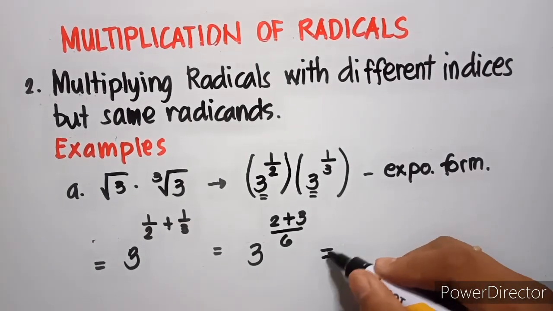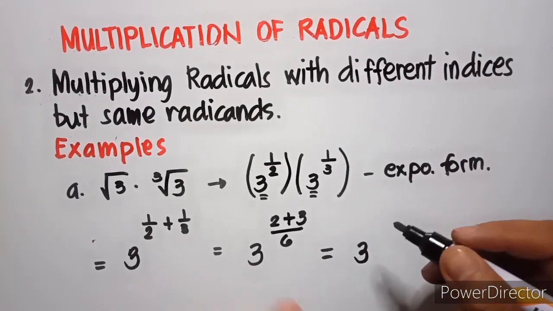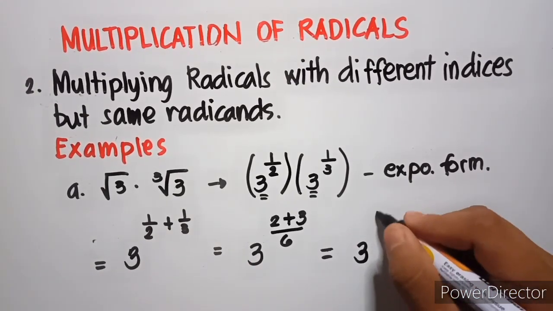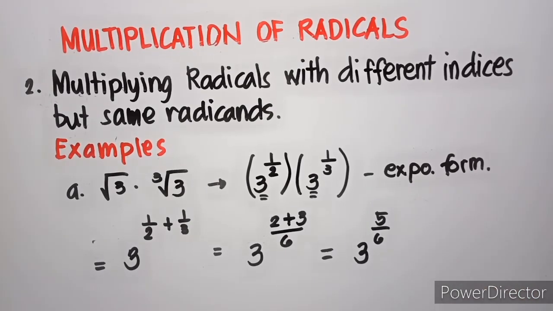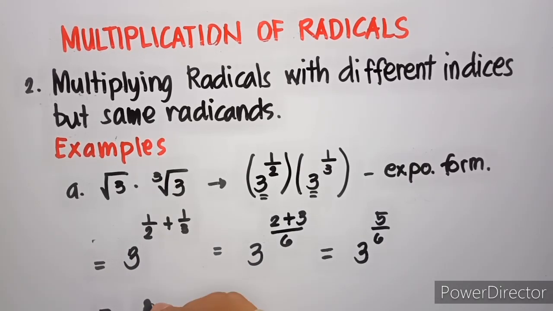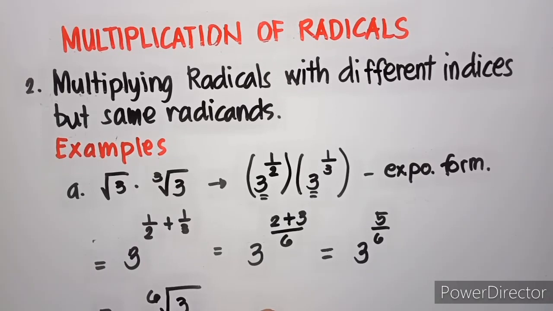So the answer is 3 raised to, 2 plus 3 is 5 over 6. So 3 raised to 5 over 6. Then rewriting this into radical, that will become 6th root of 3 raised to 5, or 6th root of 243.